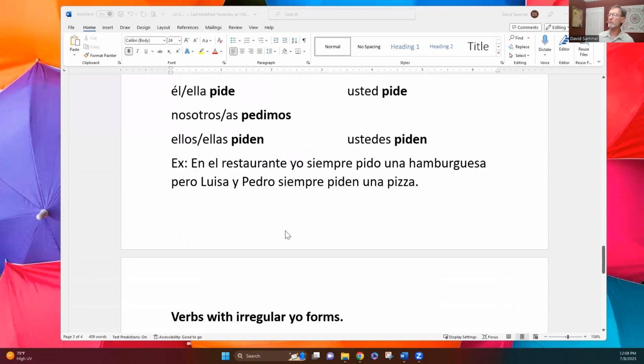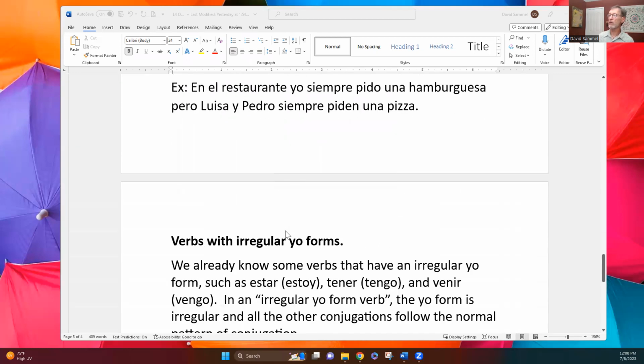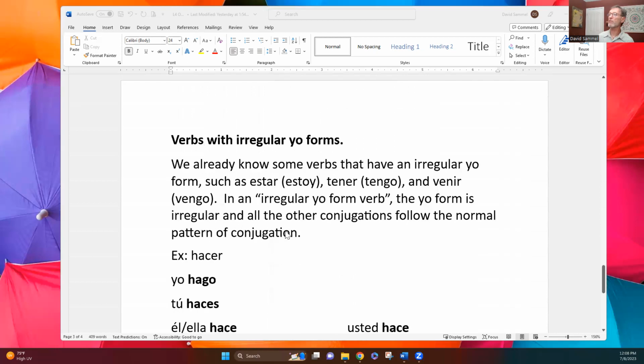And the last thing we're going to take a look at in lesson 4 are verbs with irregular yo forms. And we already know a few of them. The verb estar has a yo form of estoy, tener has tengo, and venir has vengo. In an irregular yo form verb, the yo form is basically irregular, but all the other conjugations follow the normal pattern of conjugation, even if that includes a stem changing verb, like with tener or venir.